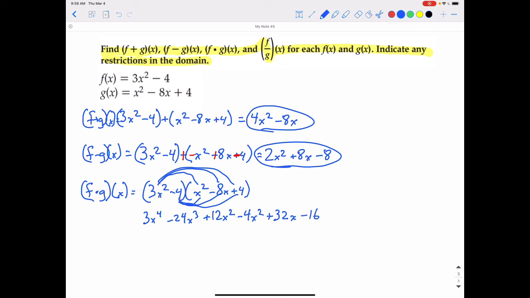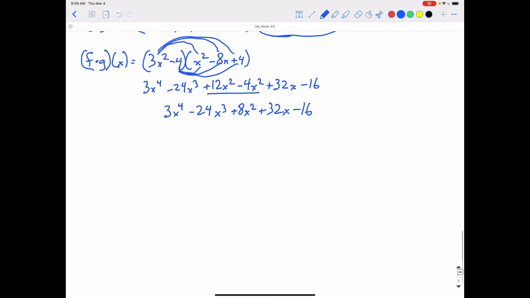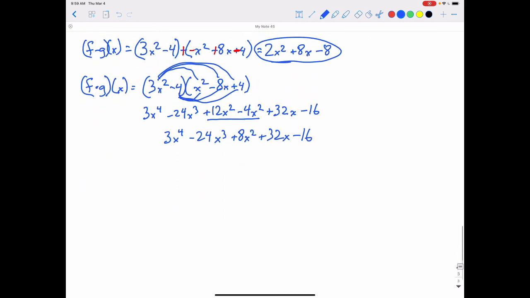My only like terms here are the 12x squared and the negative 4x squared. Everything else doesn't have a term that's like it. So I'll just bring down the 3x to the 4th minus 24x cubed, but I do combine those like terms that I have underlined, and that will be positive 8x squared plus 32x minus 16. And then finally, the division portion of it. So that will be f divided by g of x.